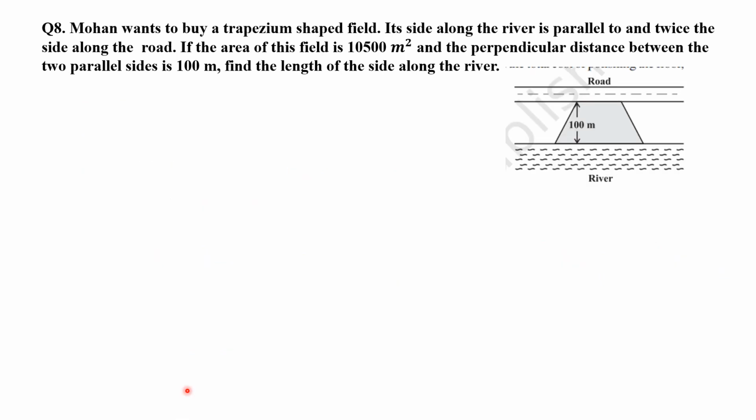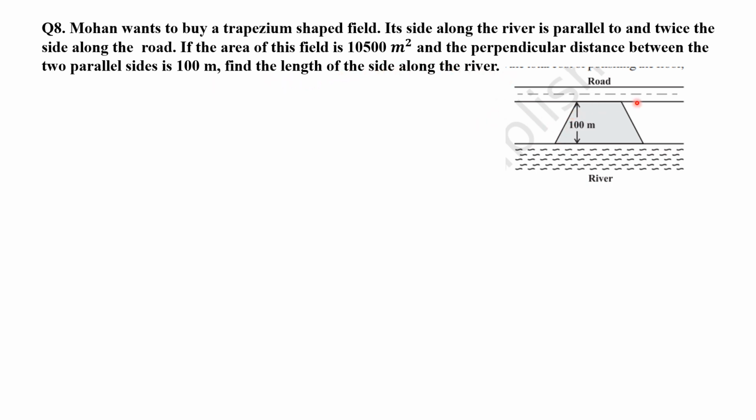Now question number 8. Mohan wants to buy a trapezium shaped field. Its side along the river is parallel to and twice the side along the road. If the area of this field is 10,500 meter square and the perpendicular distance between the two parallel sides is 100 meter, find the length of the side along the river.